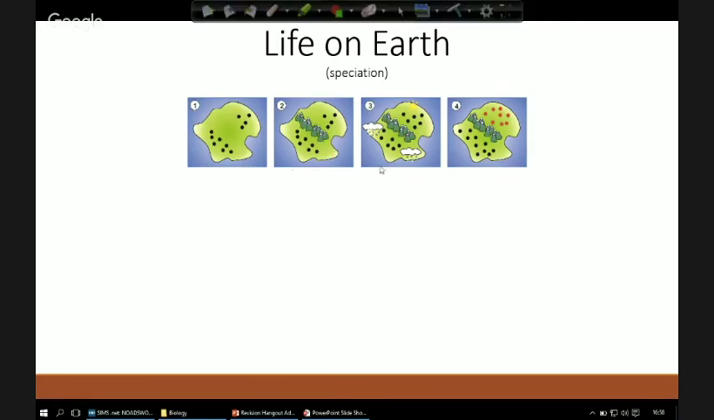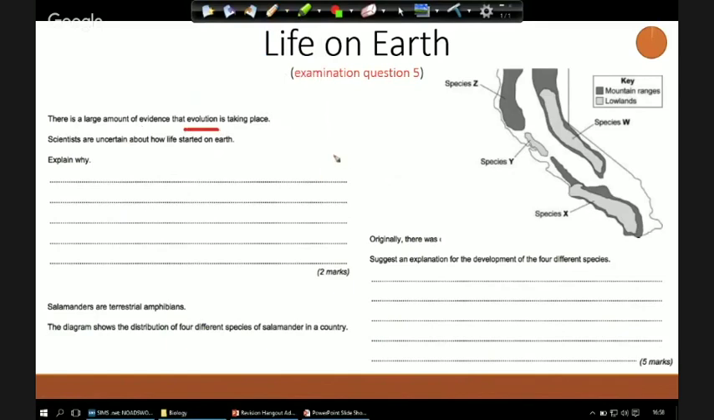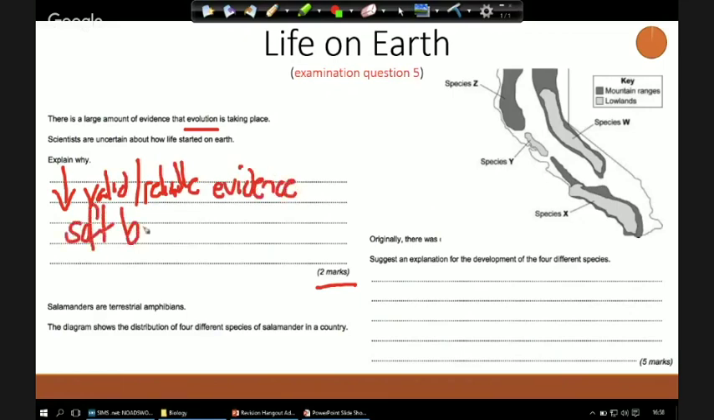Okay, we'll end on this. Exam question 5, life on Earth. We've got ourselves a large amount of evidence that evolution's taking place. But scientists are uncertain about how life started on Earth. For 2 marks, why? Well, we've got a lack of valid or reliable evidence, or soft-bodied, simple organisms are destroyed. They're not around.